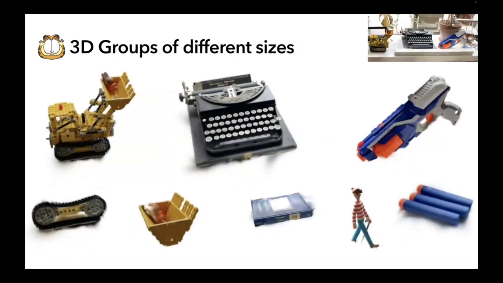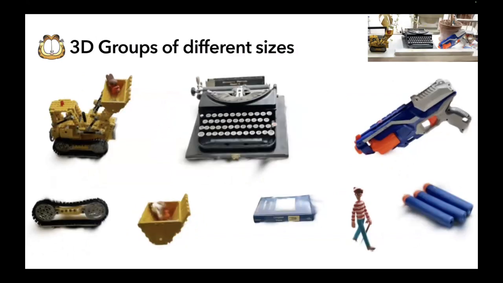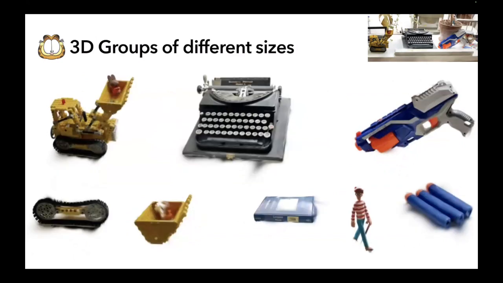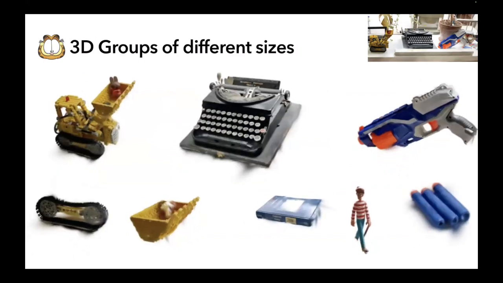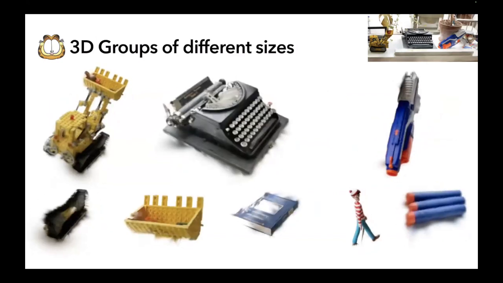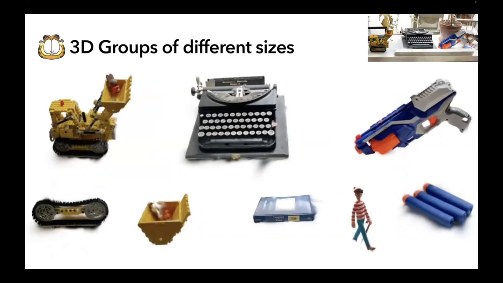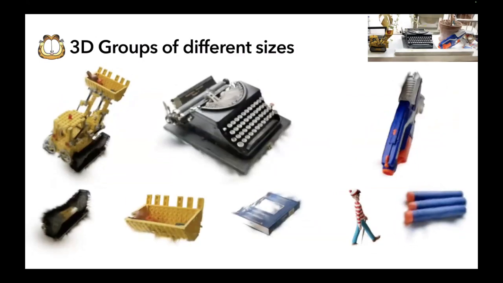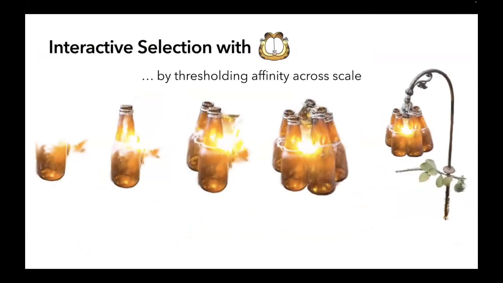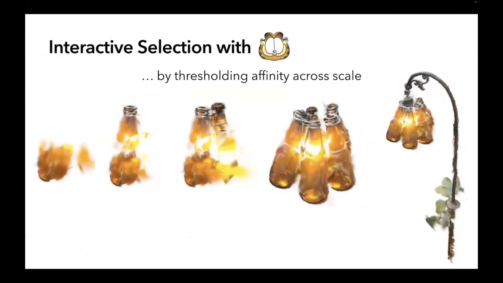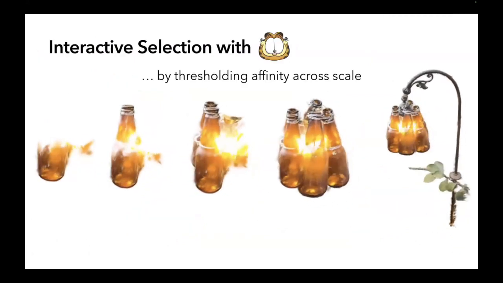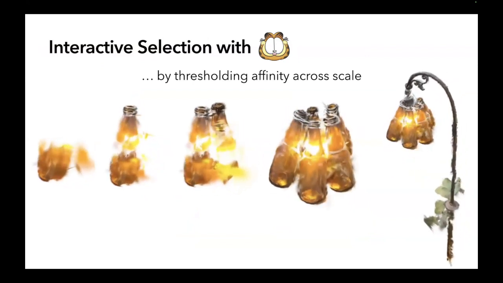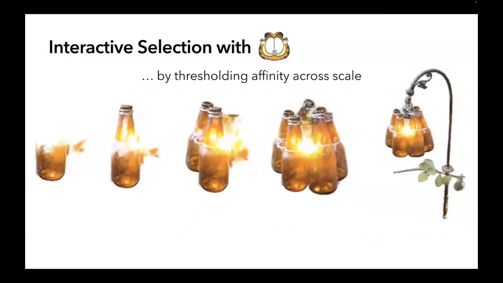And the nice thing about this approach is that it allows you to extract groups of different sizes. So for example, you can look at the bulldozer or tractor, and you can extract the whole thing, or just the shovel, or just the pieces, and break these things apart from the room, from the scan. And you can even make this interactive, since there's a continuous thresholding based on the scale. But we can also do automatic grouping on top of it.